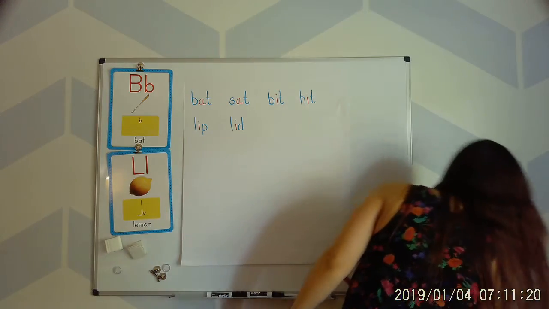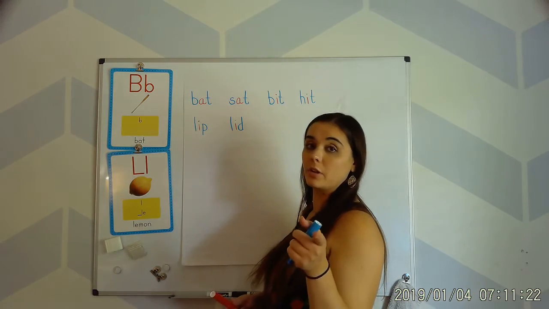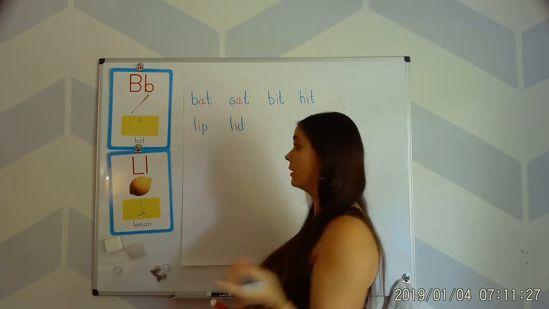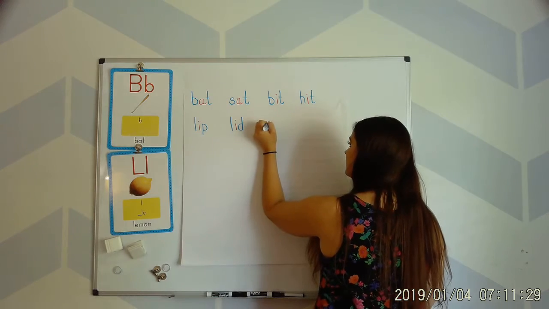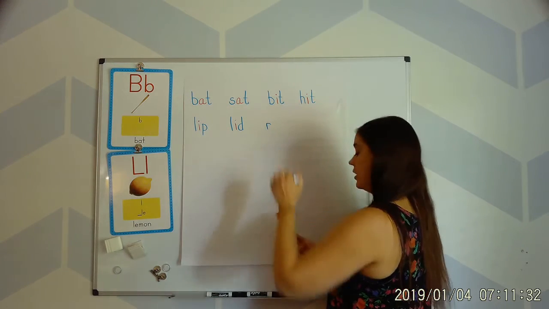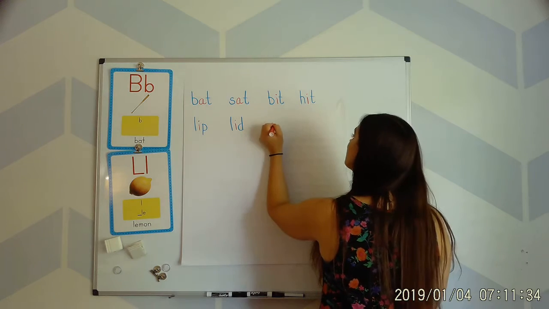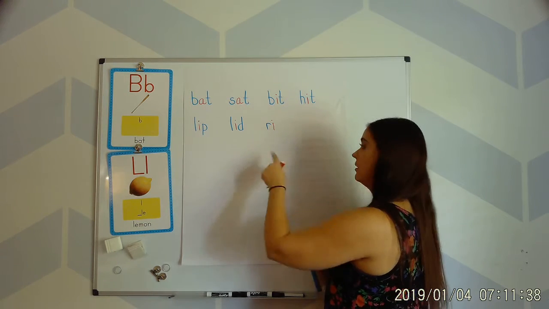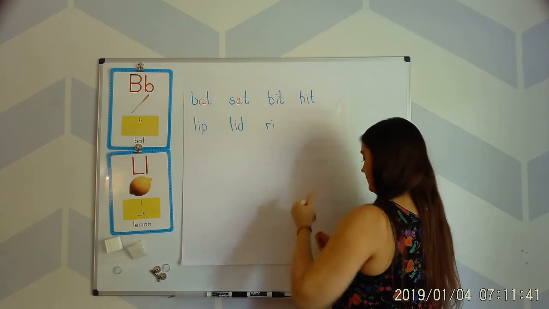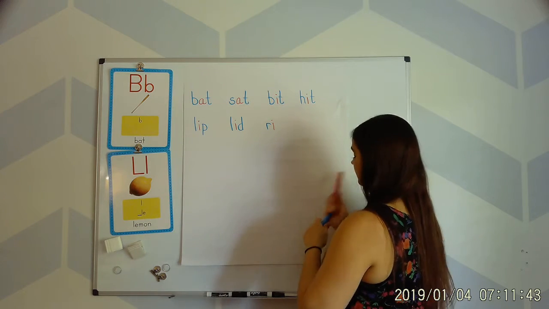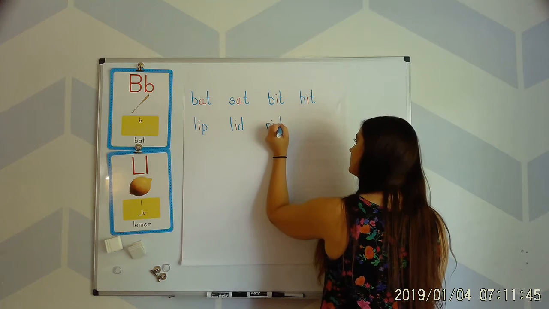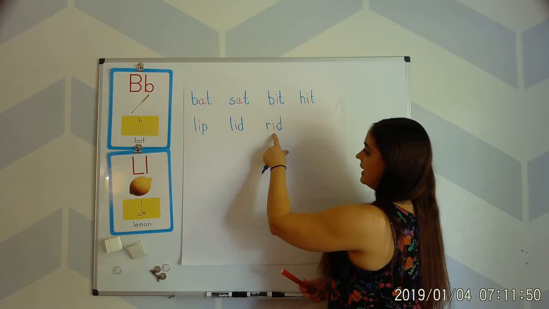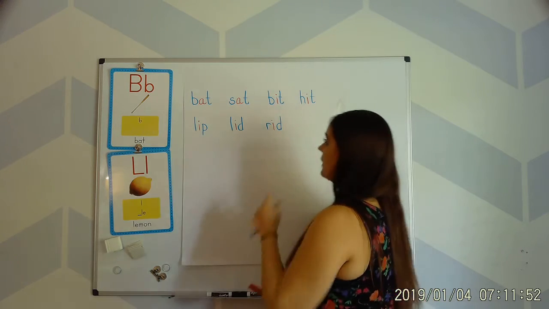And rid, your turn. R, i, d, rid. R says rr. I, like the insect card, says i, ri. And D says da, r, i, da, rid.